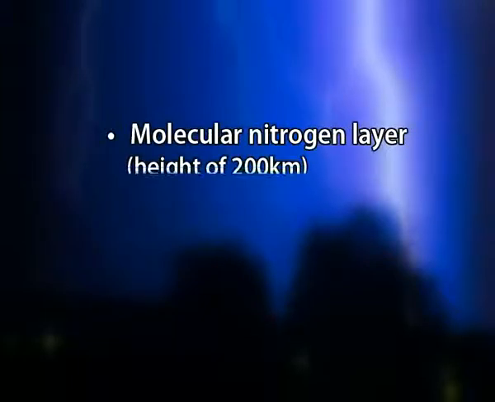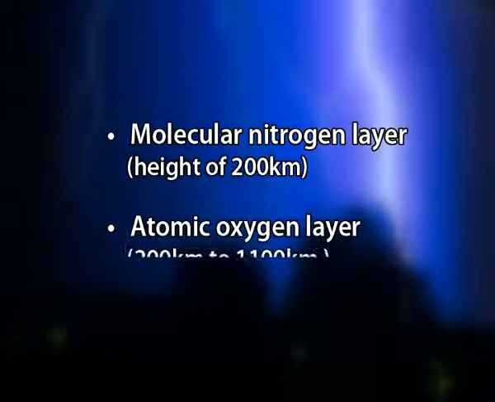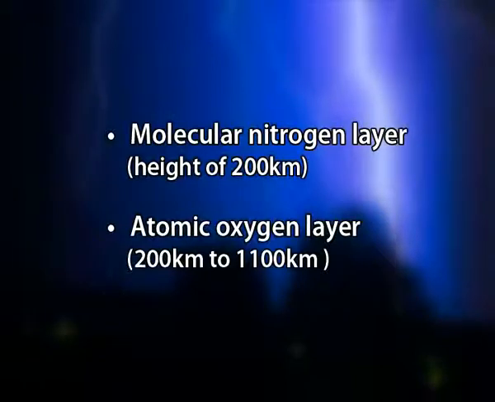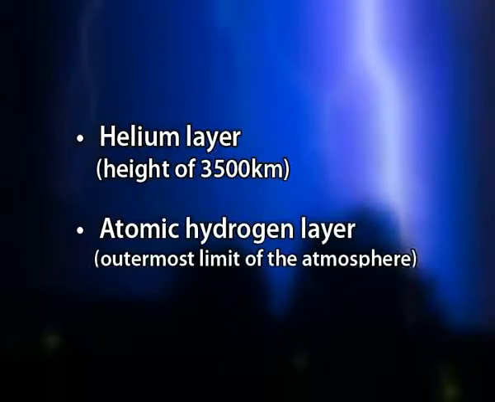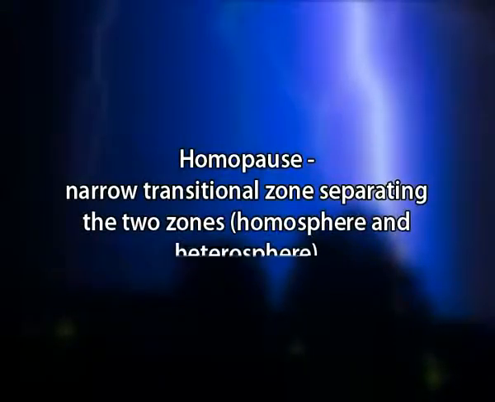There are four distinct layers of gases in heterosphere. These are: number one, molecular nitrogen layer, which extends to a height of 200 kilometers. Number two, atomic oxygen layer, which extends from 200 kilometers to 1100 kilometers. Number three, helium layer, which extends up to a height of 3500 kilometers. And number four, atomic hydrogen layer, the topmost layer of the atmosphere and extends up to the outermost limit of the atmosphere. The narrow transitional zone separating the two zones, that is homosphere and heterosphere, is known as homopause.